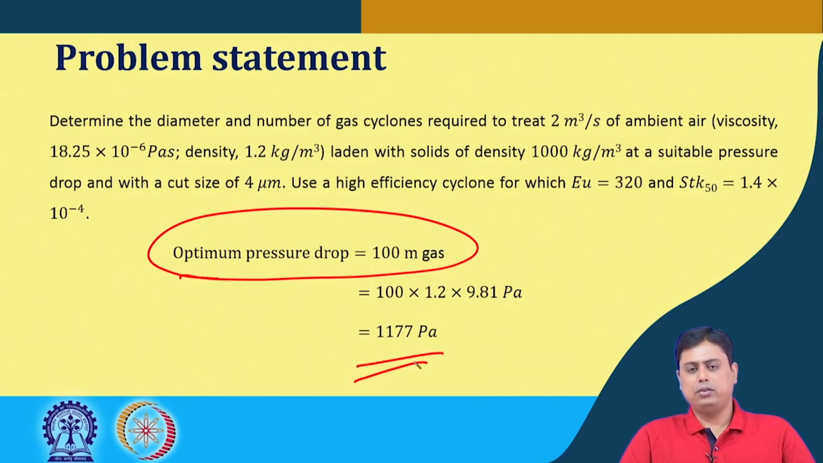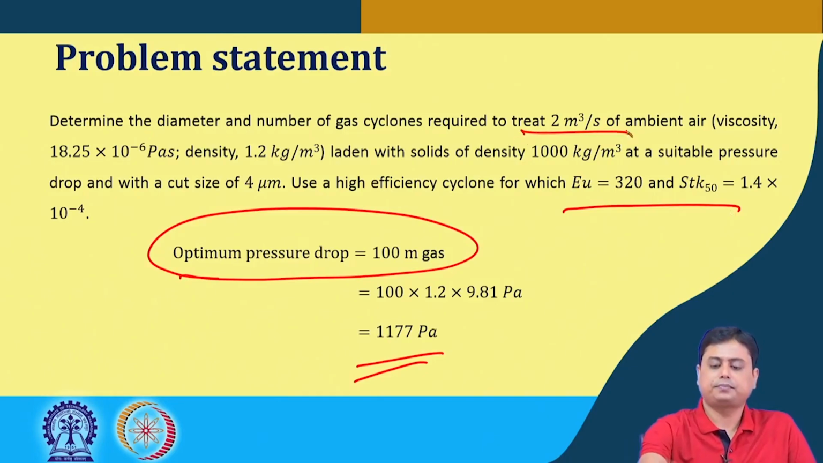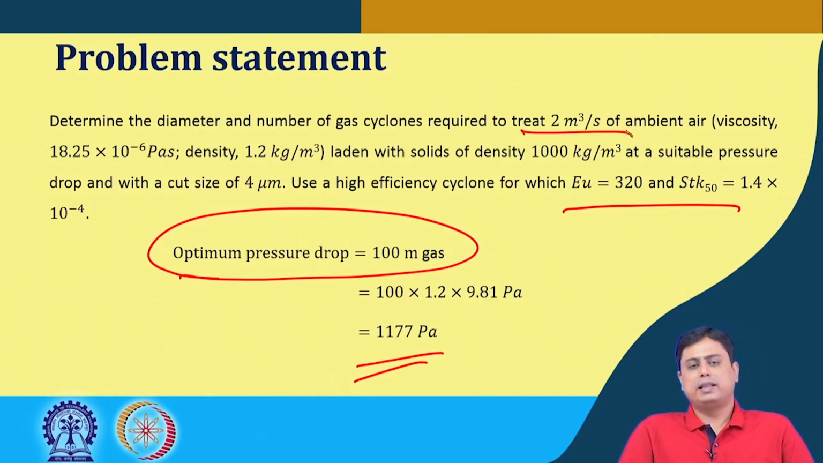For that, the cyclone separator that we will be using has the characteristic numbers: Euler number of 320 and Stokes number of 1.4 into 10 to the power minus 4. So, the question is, what would be the diameter of our cyclone separator and how many of them, having this Euler number and Stokes number, we will be utilizing to clean this 2 meter cube per second of particle-laden gas of cut size 4 micron. So, this is the problem statement, and let us see how we solve such a problem.